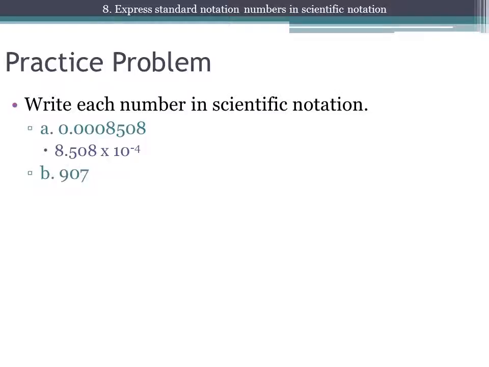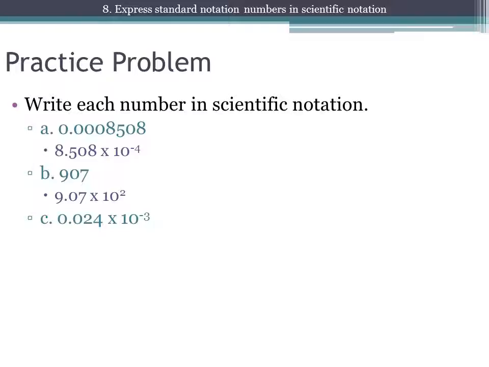Next one, 907. Notice here, none of these digits are not significant, so all these digits will still appear in the answer. We're going to move the decimal to the left 2 spots, so 9.07 times 10 to the second.